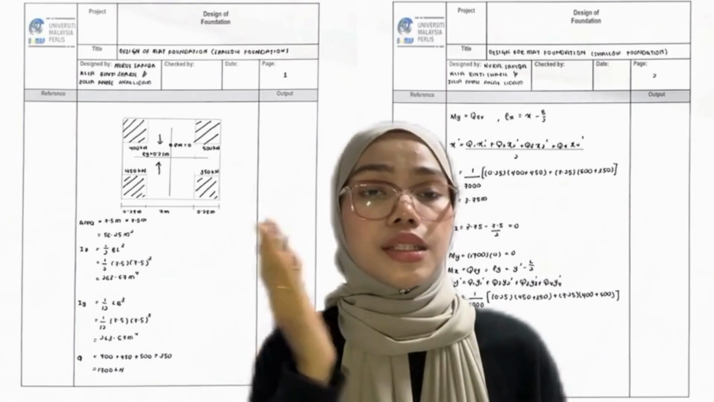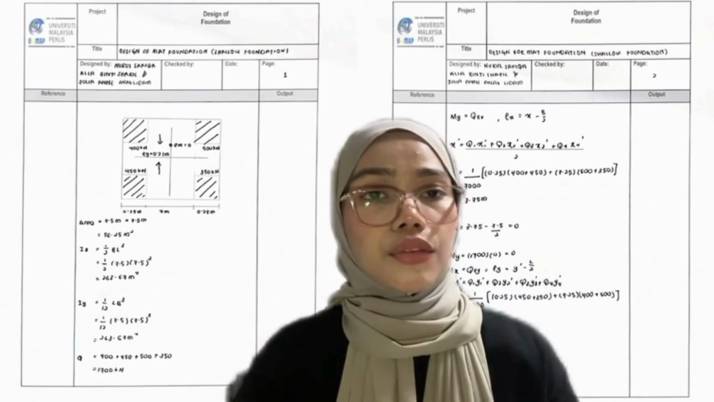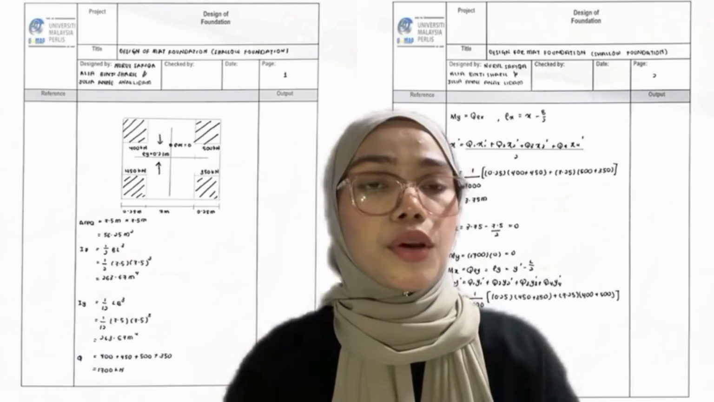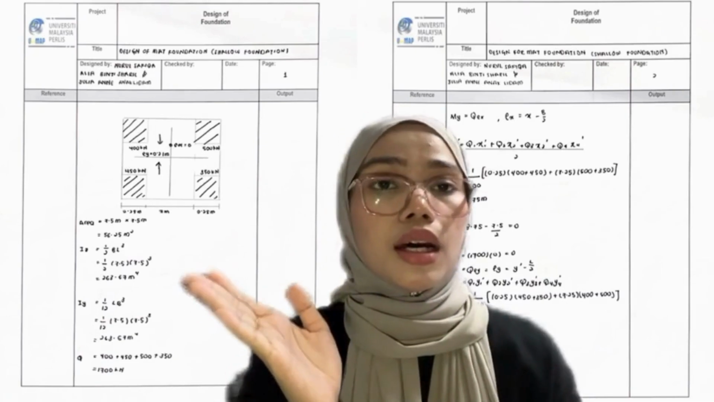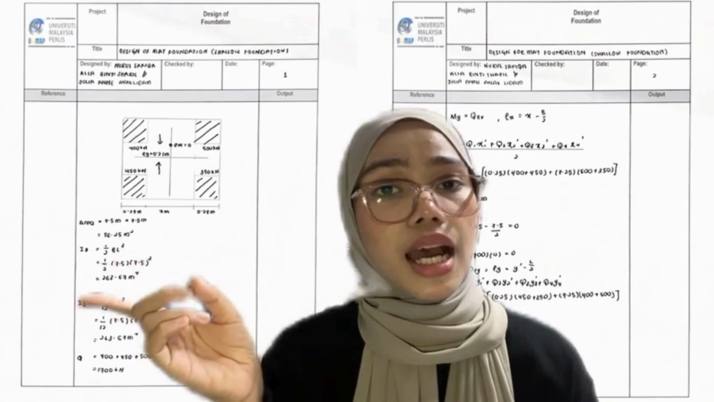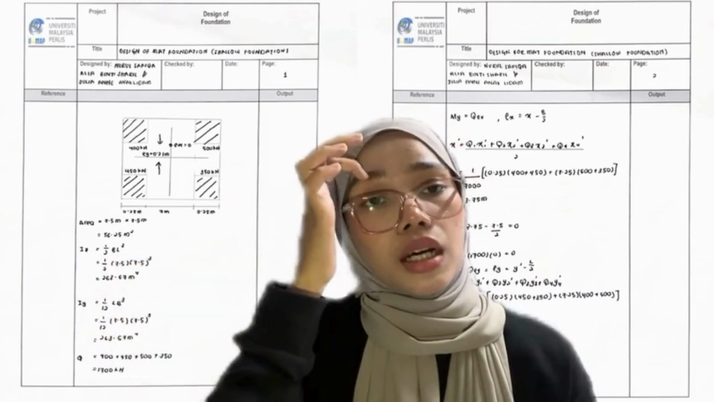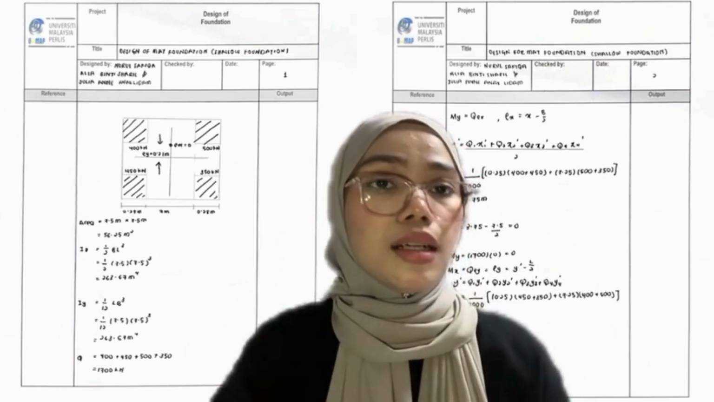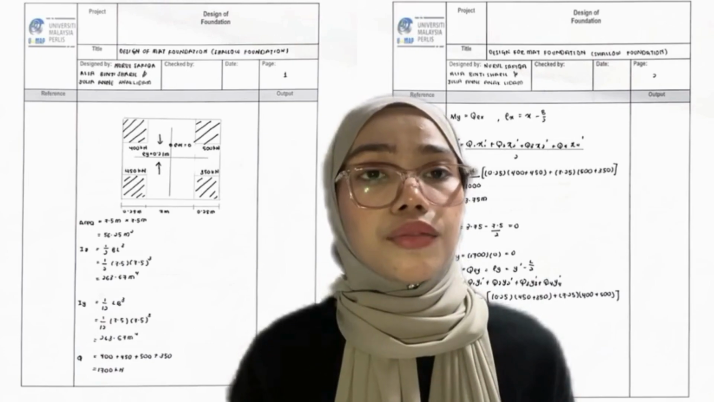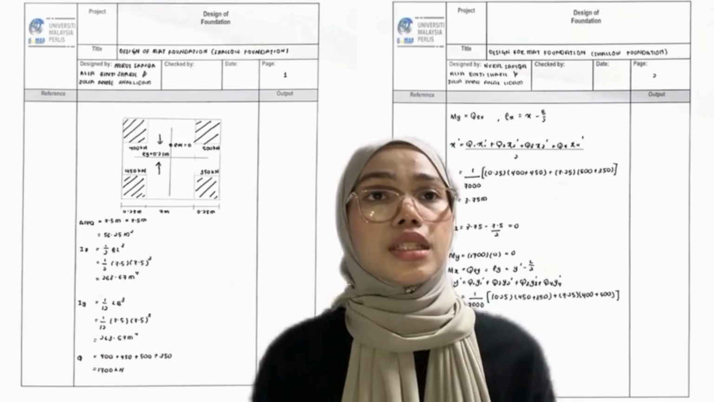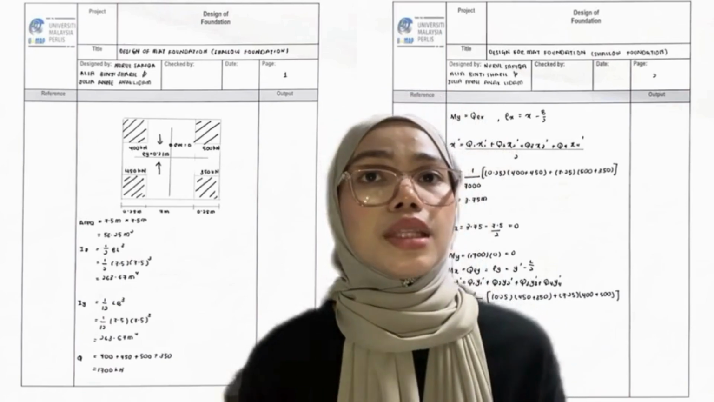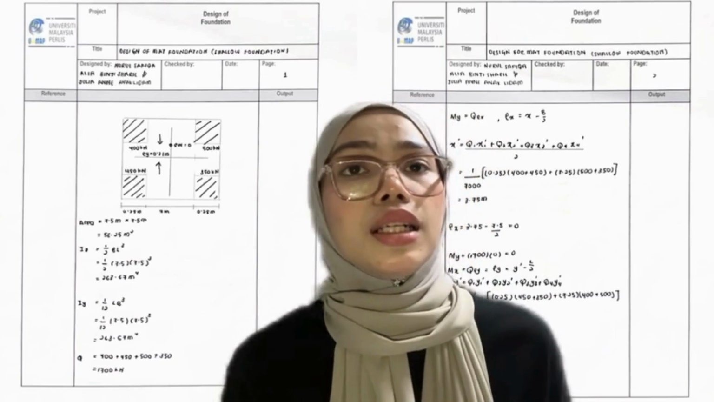This is the design for the shallow foundation. First, we need to calculate the area. The size of the area is 7.5 times 7.5, and then we calculate the moment of inertia, which is Ix and Iy. We got the same answer because we use the same size. Then we calculate the total load for the shallow foundation, and the answer we got is 1700 kilonewton per meter. And then we need to calculate My.